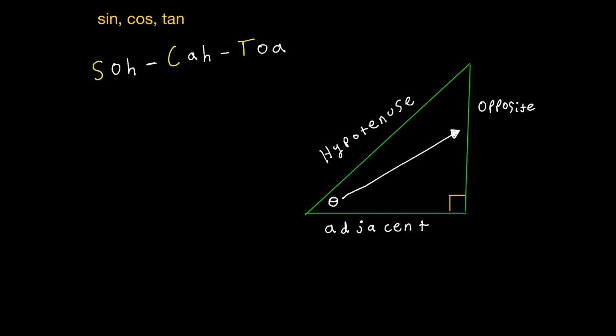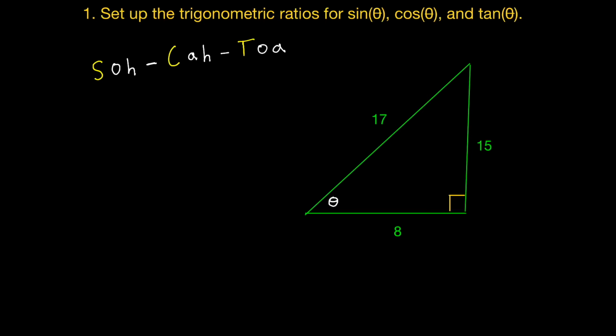Let's look at an example. So here it says, set up the trigonometric ratios for sine theta, cosine theta, and tangent theta. Theta is our angle of reference. So the first thing that I need to do is to label this triangle. And recall that the length that's across theta is going to be called your opposite side. The length that's across your 90-degree angle is going to be called your hypotenuse. And the remaining side is going to be labeled as the adjacent side.